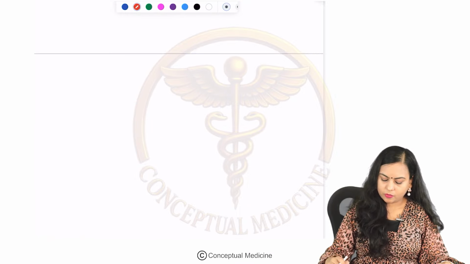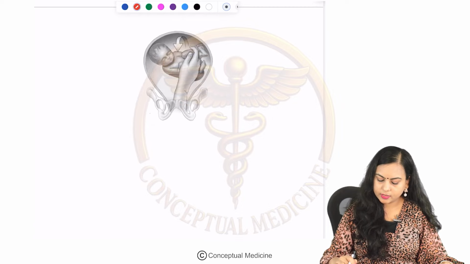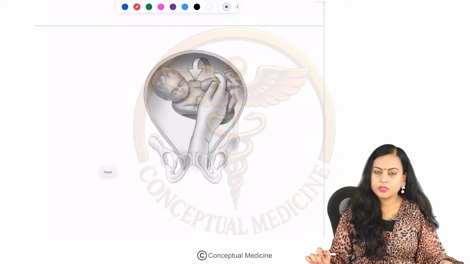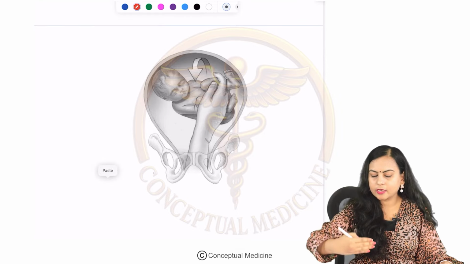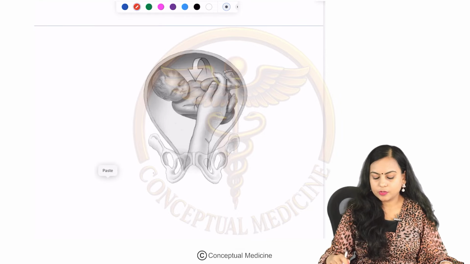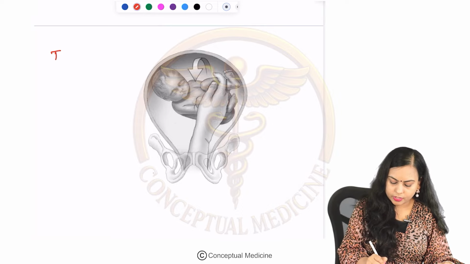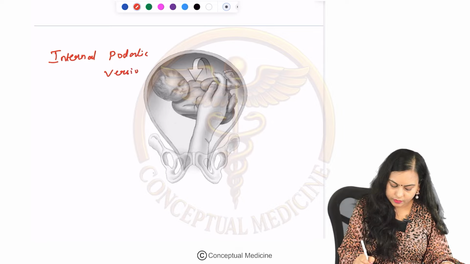Clear? Now, let us talk about this one. So, what is this one? This is what I spoke about, that is external cephalic version. Here, the hand is inside the uterus, and again they are attempting to turn the baby's position. So, this is going to be your internal podalic version.